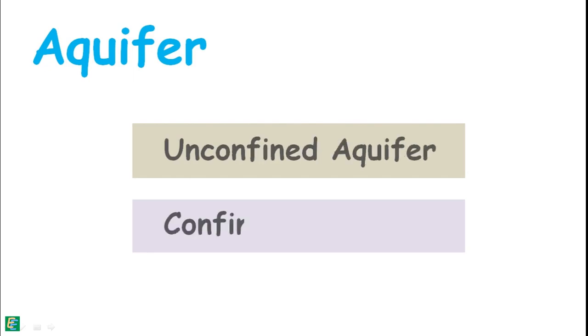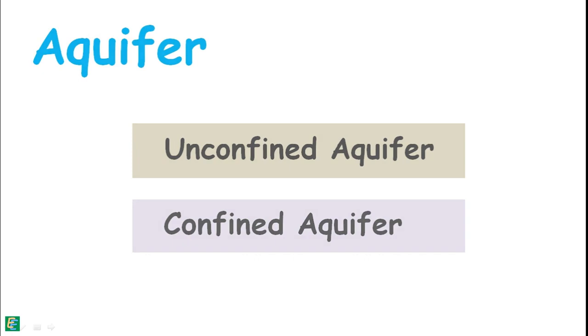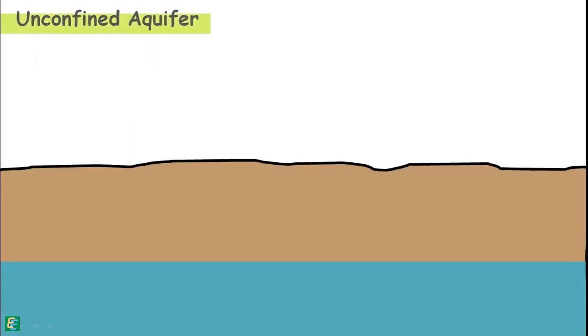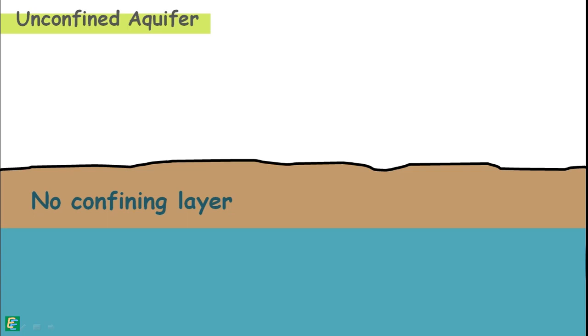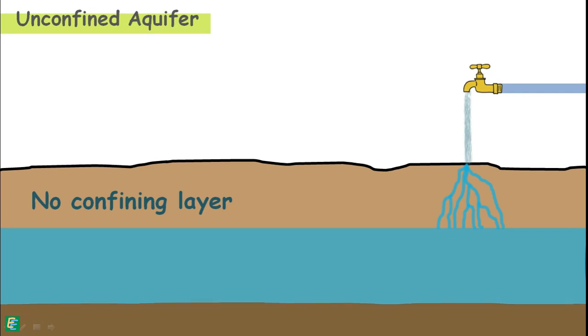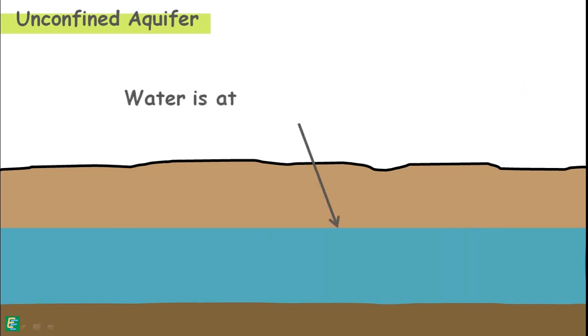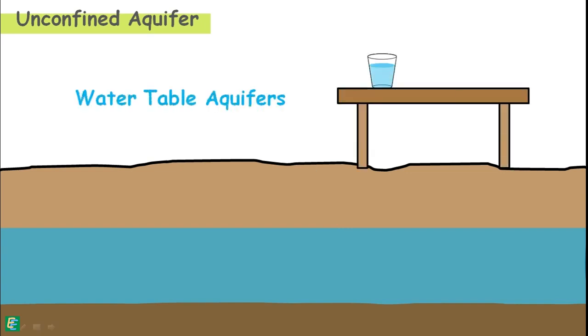In nature, we usually encounter two kinds of aquifers. One is the unconfined aquifer and the other one is the confined aquifer. Unconfined aquifer simply means an aquifer that does not have a confining layer between it and the ground surface. Water can flow directly between the surface and the saturated zone of the aquifer. An impervious layer may be present under the aquifer but not above it. The water level in the unconfined aquifer remains at atmospheric pressure. These aquifers are sometimes called water table aquifers because their upper boundary is the water table.